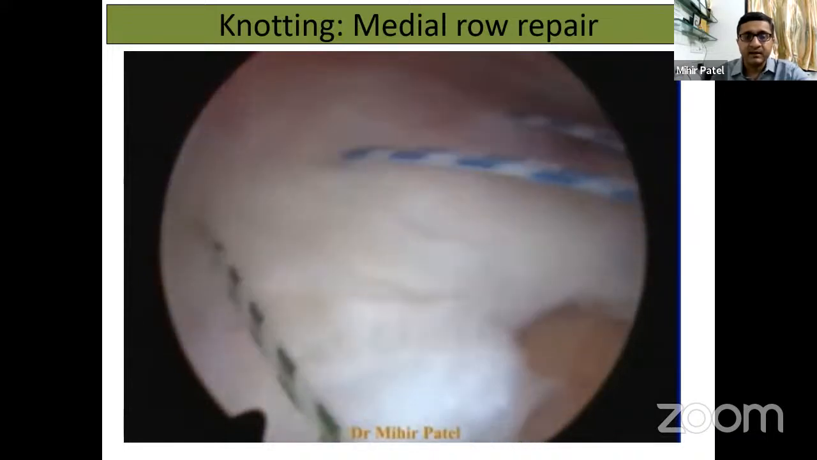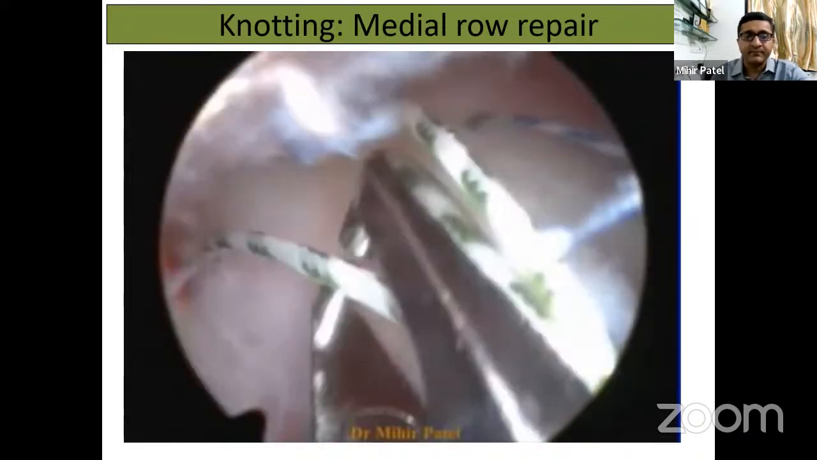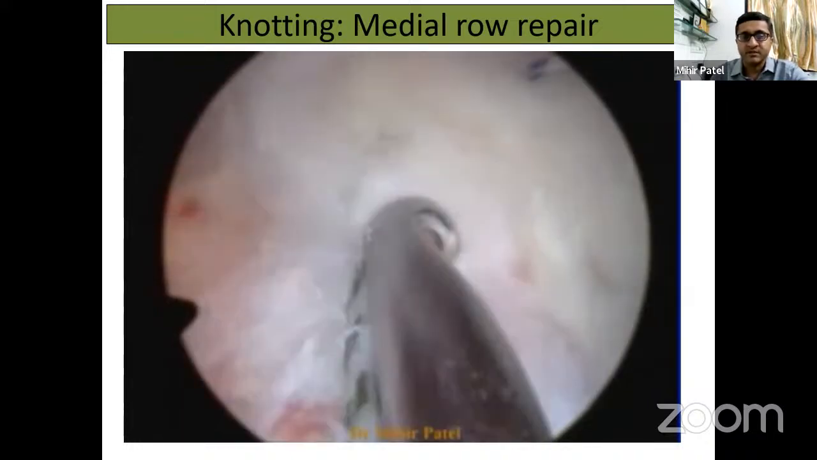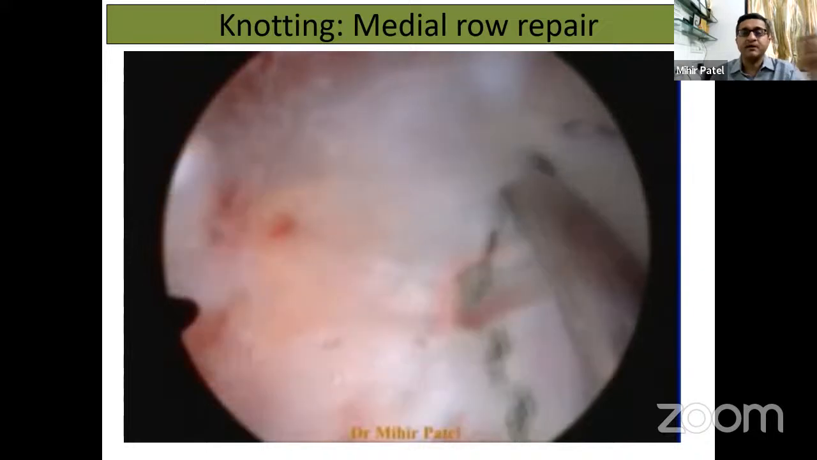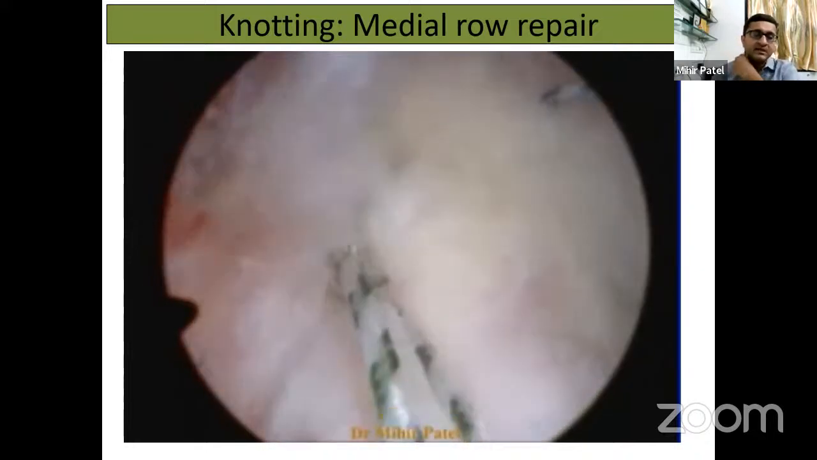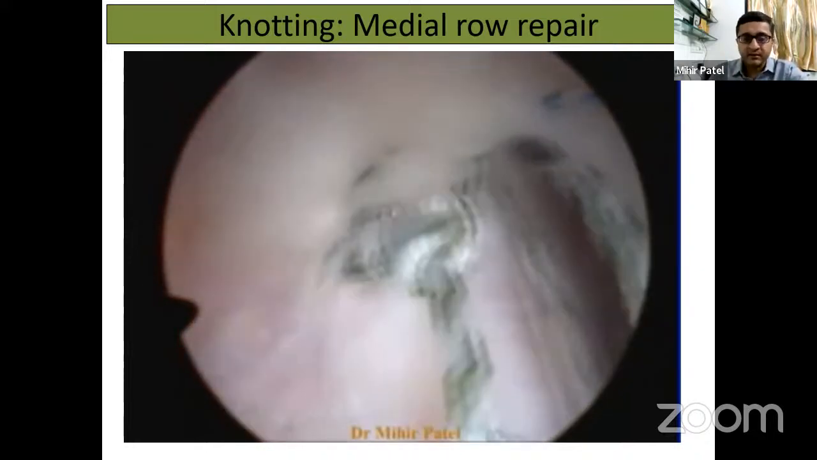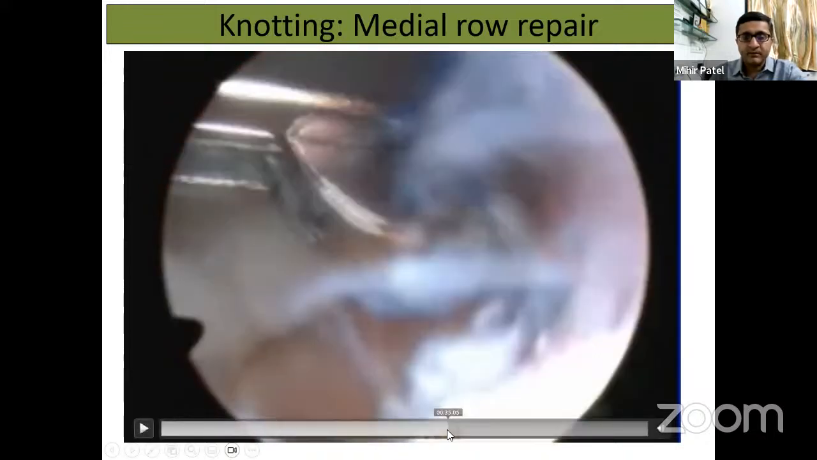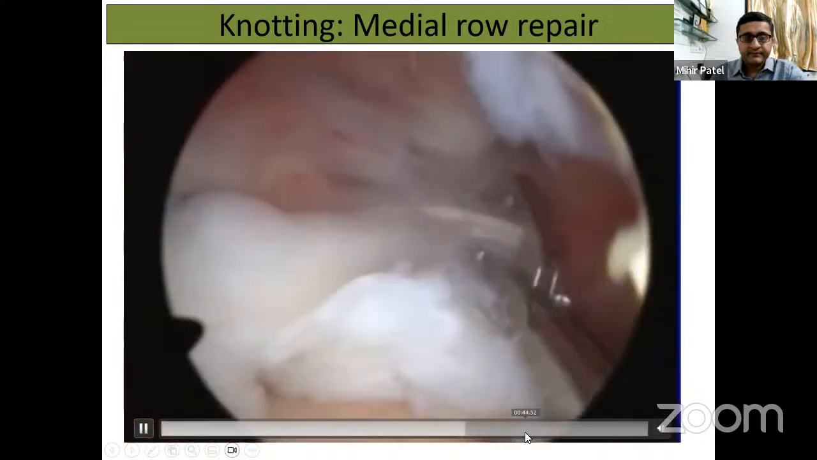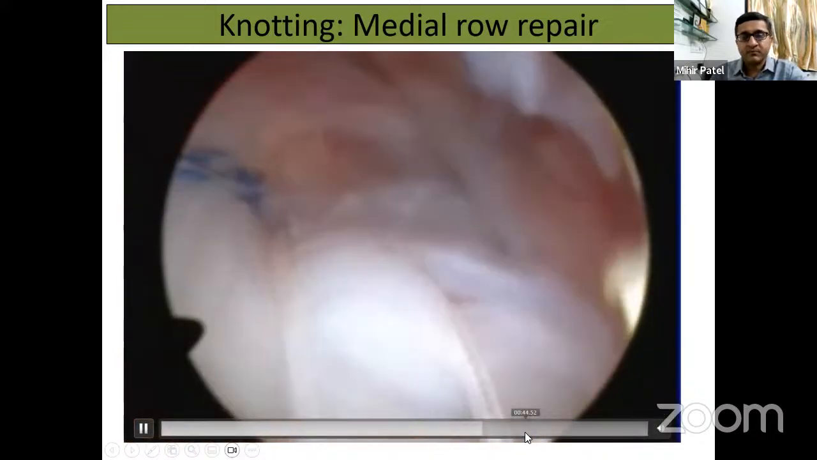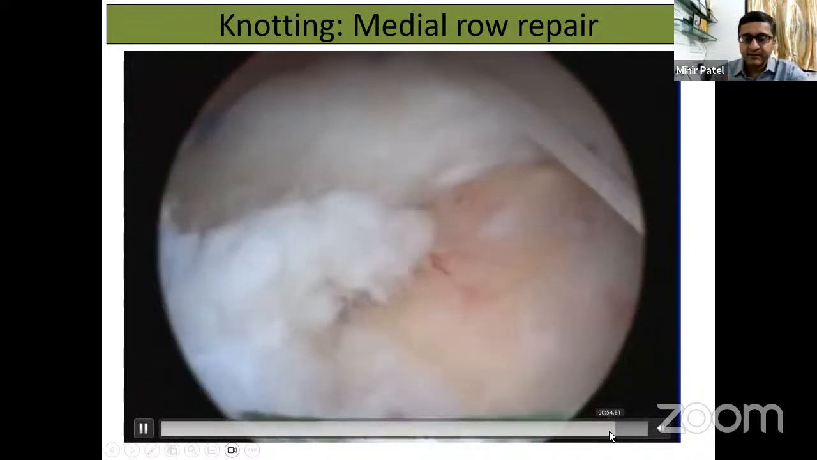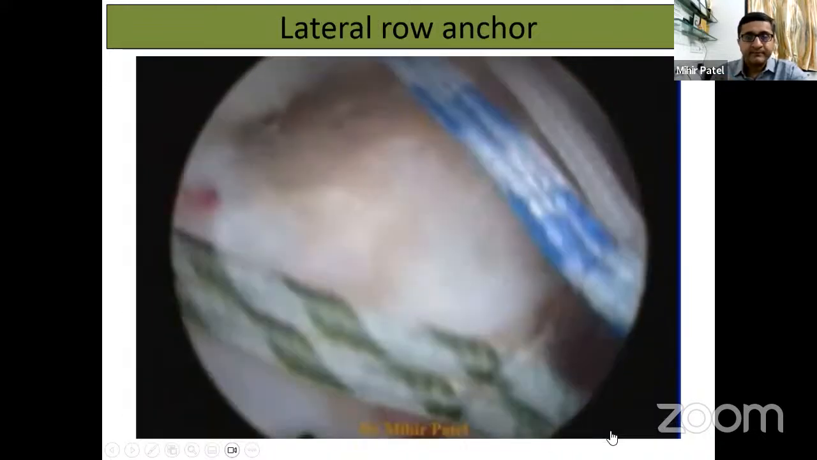I'm then going to start taking each pair and I'm going to start knotting the medial row. So again, a lot of discussion about whether we need to knot a medial row or not. I always knot my medial row. So you're seeing my medial row is being knotted. I'm going to get 3 knots because it is a triple loaded anchor. So that's my second pair being knotted. And then finally, I'm going to use my white suture. I'm going to knot it. So all 6 are knotted back, and I'm going to get 3 knots, thus completing my medial row repair.